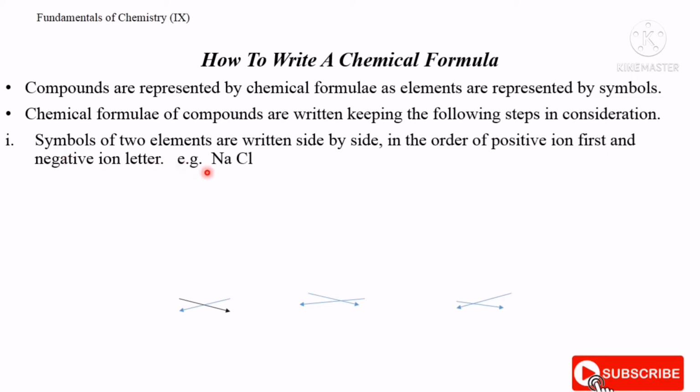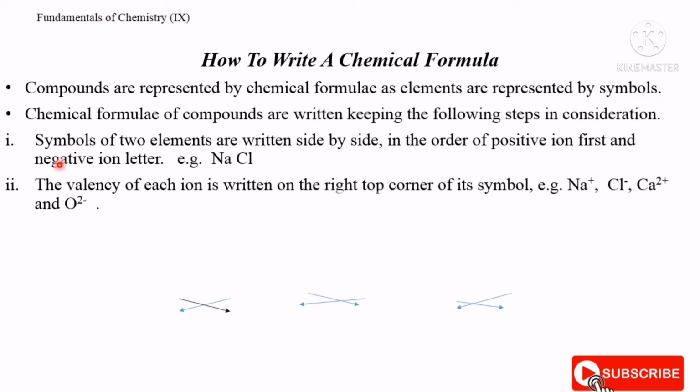For example, we have sodium and chlorine. Sodium is the positive ion, and chlorine is the negative ion. So we first put sodium, Na, and then the symbol for chlorine, that is Cl. So this is the first point, and the second point is the valency of each ion is written on the right top corner of its symbol.